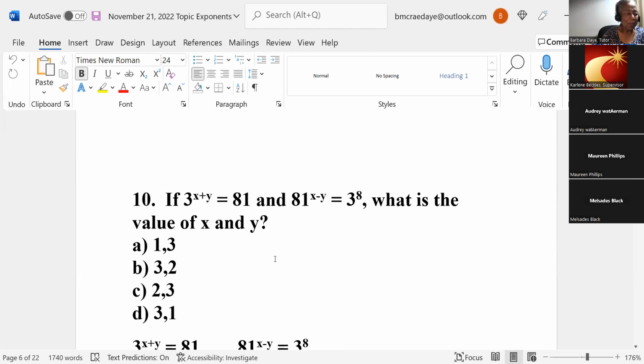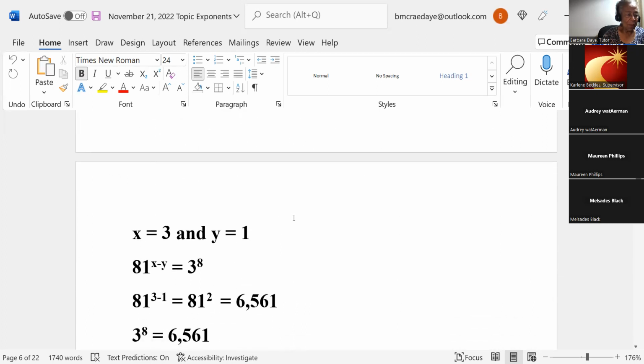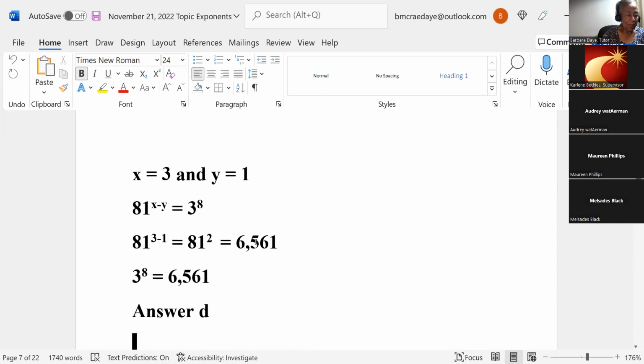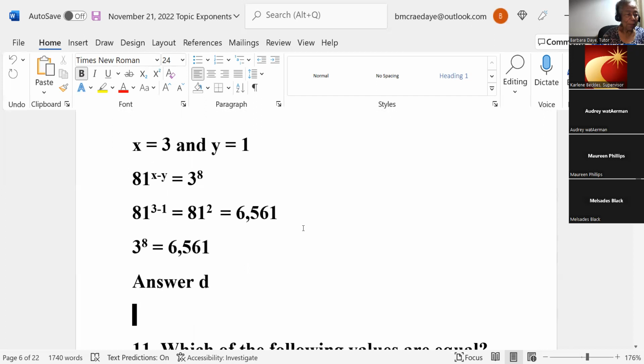I don't understand this part. Okay, now what is X? X is, I would say, 3. And what's Y? 1. And what's 1 from 3? 2. Okay, that's why you had 81 to the second power right here. And then you got 6,561.